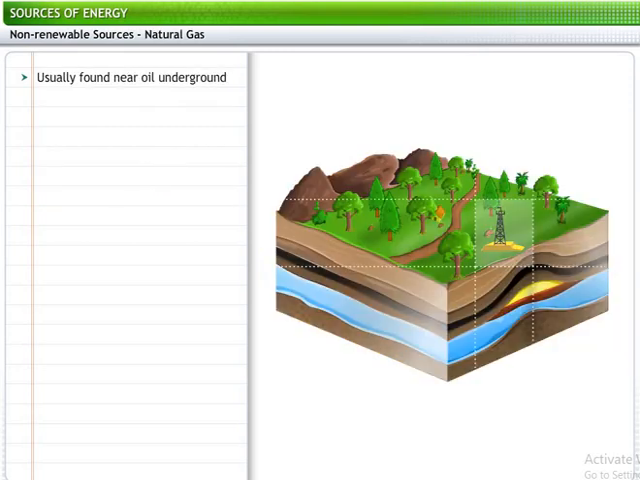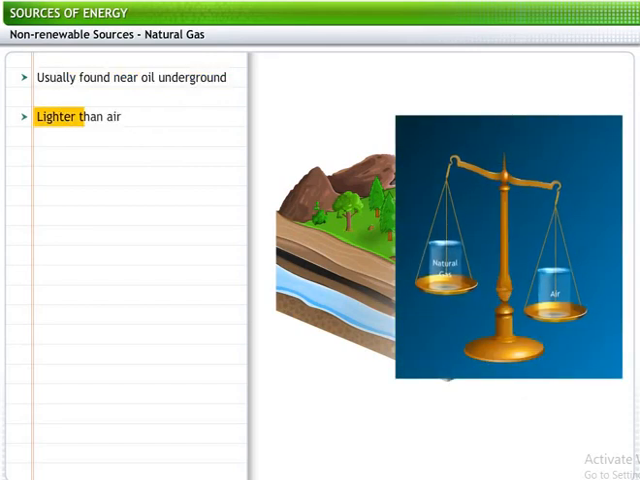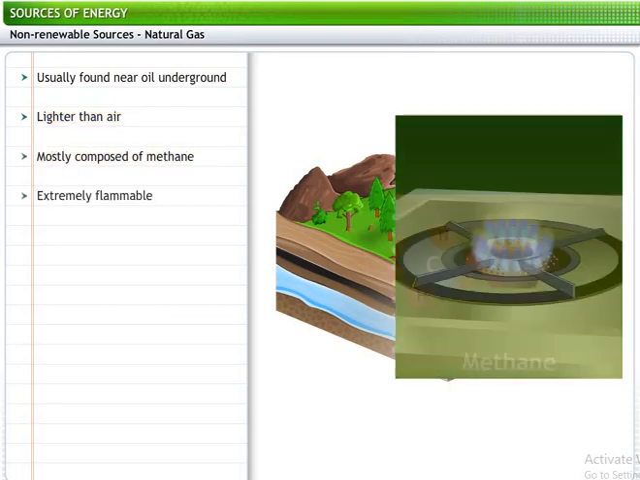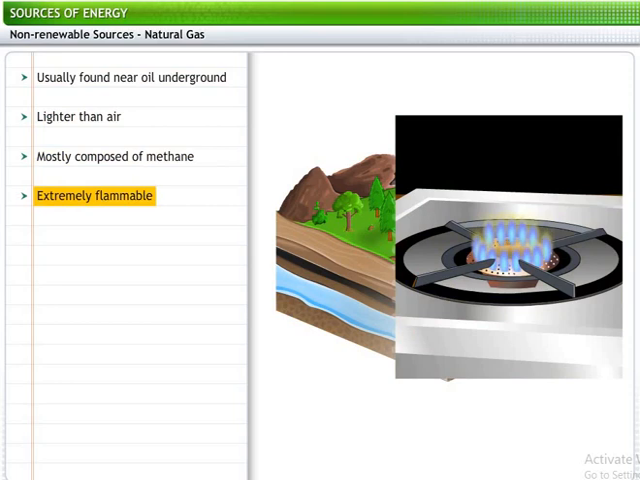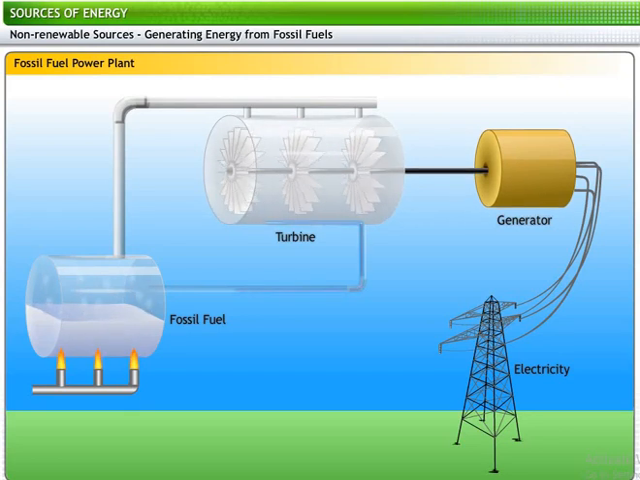Like coal and oil, natural gas is also found in rocky deposits below the Earth's crust. Natural gas is lighter than air and is mostly composed of methane gas. It is extremely flammable. Fossil fuels are burned to heat water and produce steam to turn turbines. The turbines turn generators to produce electricity. For example, coal is crushed to a fine dust and burned. Oil and gas can be burned directly.